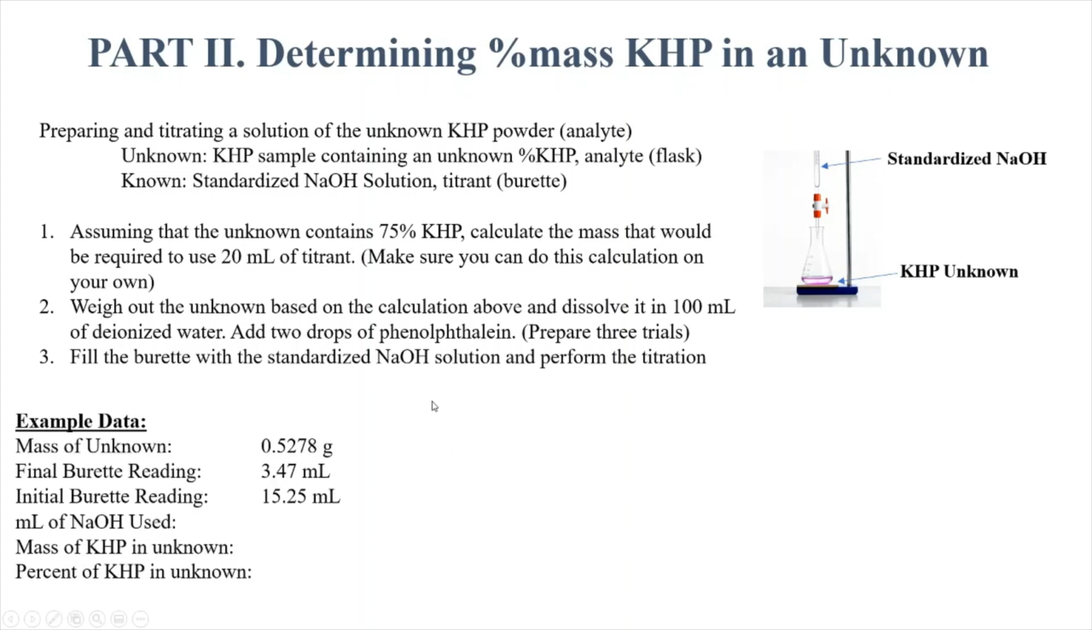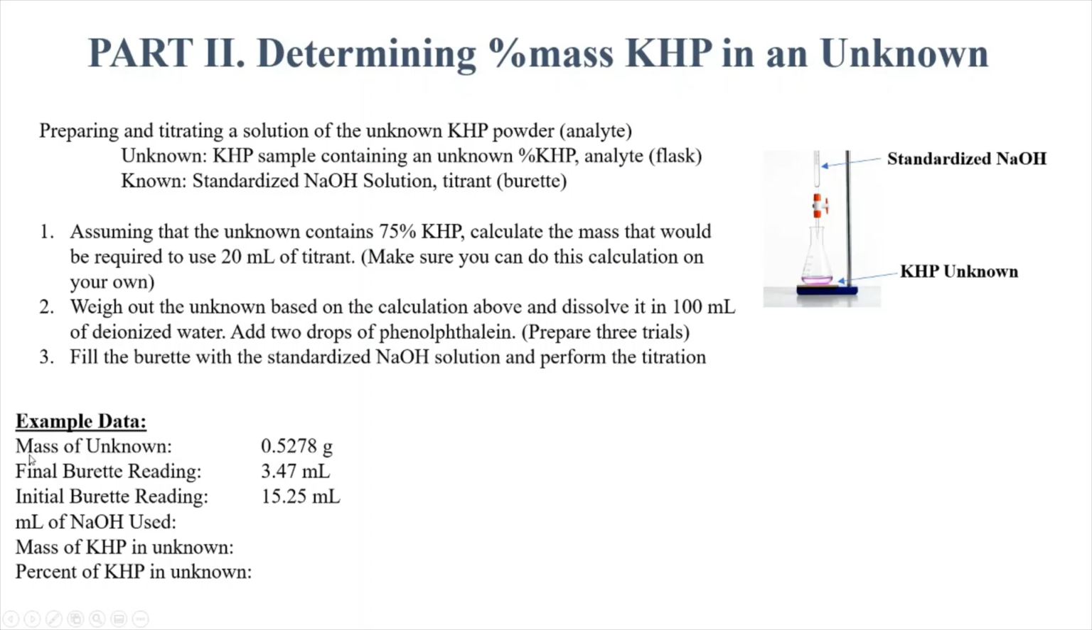So now let's look at some example data. For this one, again, this is going to be some data that I did in the lab that I kind of made up. And we're going to use this as an example to show you how to do some calculations. So now the question is how can we figure out the unknown KHP percent? How can we figure out the percent composition in the unknown?